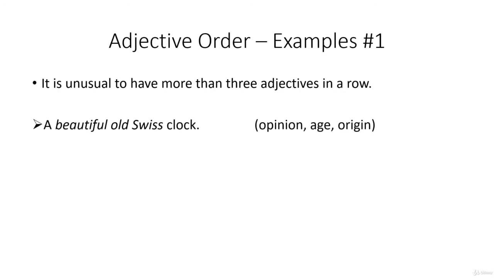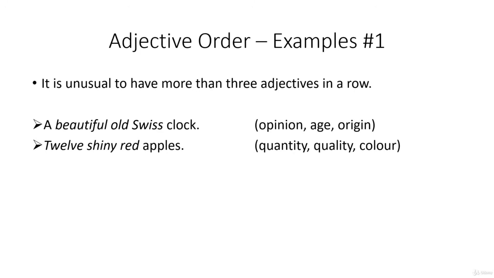So we have a beautiful old Swiss clock, which is opinion, age, and origin. Opinion is beautiful. I think it's beautiful. It is old, and it comes from Switzerland. 12 shiny red apples. So 12 is the quantity. They're shiny, that's a quality adjective. And they're red, that's the color of them.